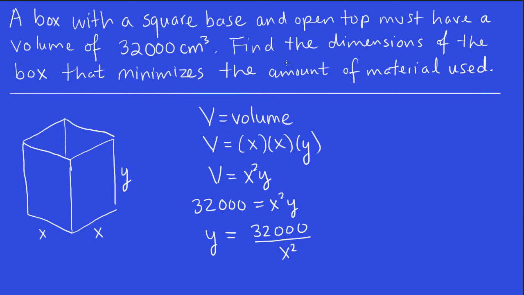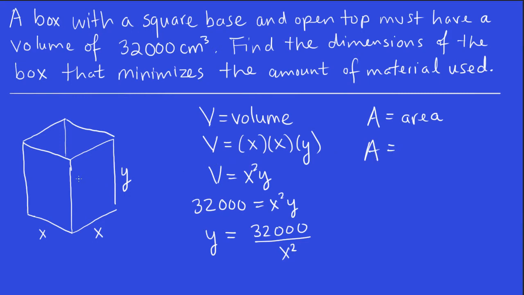The next clue that we're told is that, well, it's not really a clue, it's the question. We want to minimize the amount of material used, right? That's basically the area, isn't it? So we need to get a formula for the area of this box. So let's call A the area. What is the formula for the area going to be?